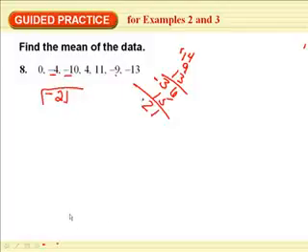1, 2. Where'd my pen go? My pen's freaking out on me tonight. I don't know why. Here it is. 1, 2, 3, 4, 5, 6. I know it's a surprise that my pen would not be working.